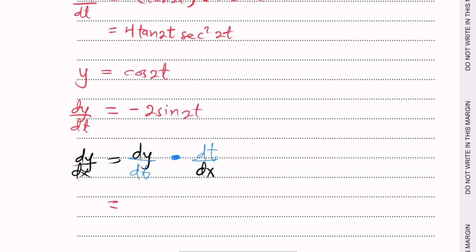All right, now what is our dy/dt? dy/dt is negative 2 sine 2t times, what is our dt/dx, not the dx/dt, because the dx/dt is this.